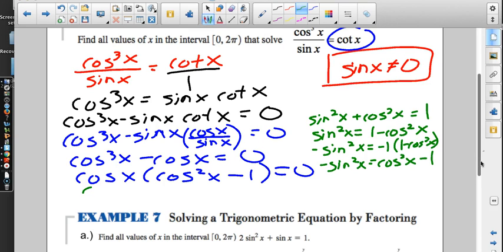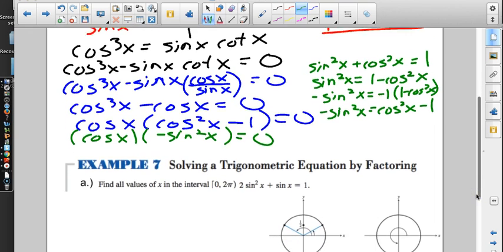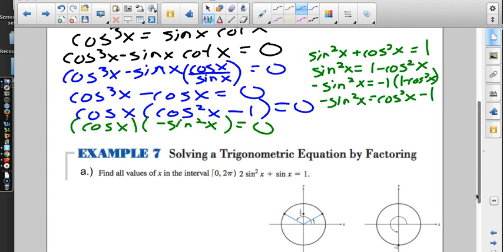So this would be cosine of x times negative sine squared x equals 0. So now we have this factored. Hopefully, if we think like a quadratic back in algebra, we realize, well, if this is 0, then the whole thing is going to be 0. If this is 0, then the whole thing will be 0.